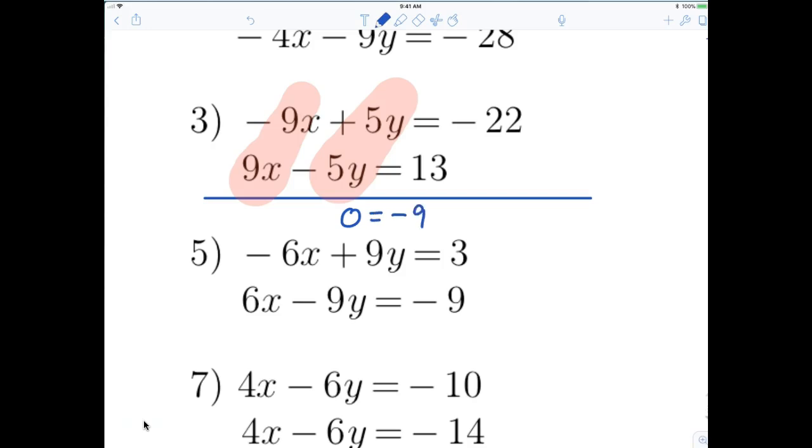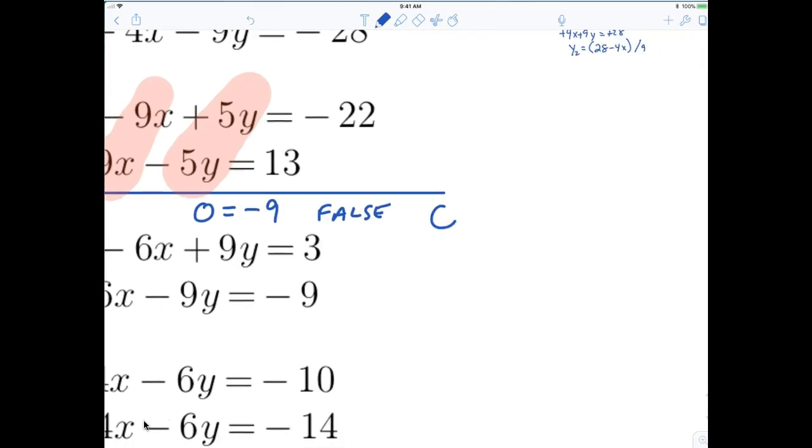Is that a true statement? That's a false statement. What do we say was true about false statements? It would be no solution, which basically meant what was true about those two lines? Nothing. Yes, there is something very important: they are what? They are parallel. Thank you. Very important. They are parallel lines.